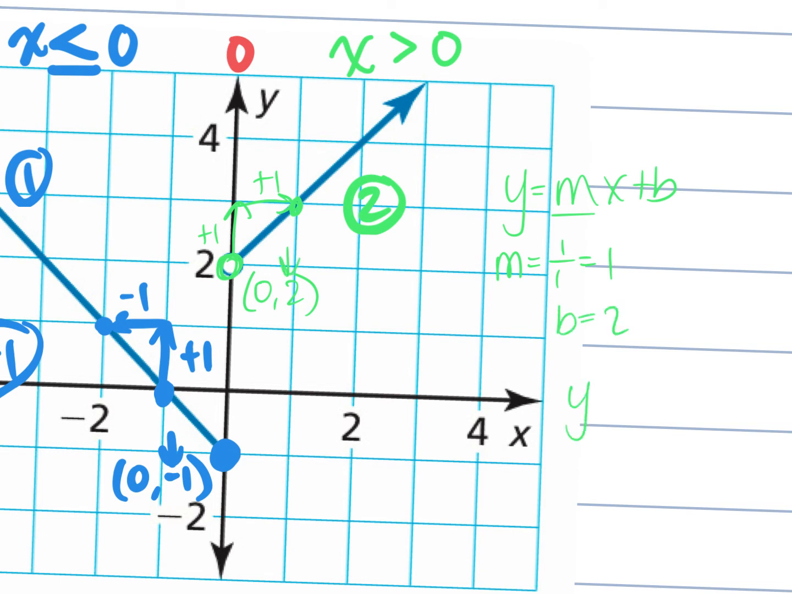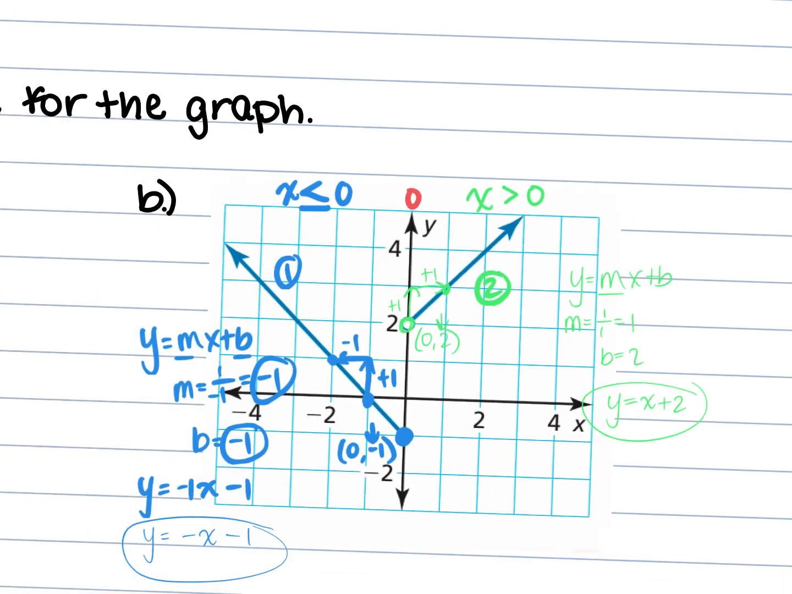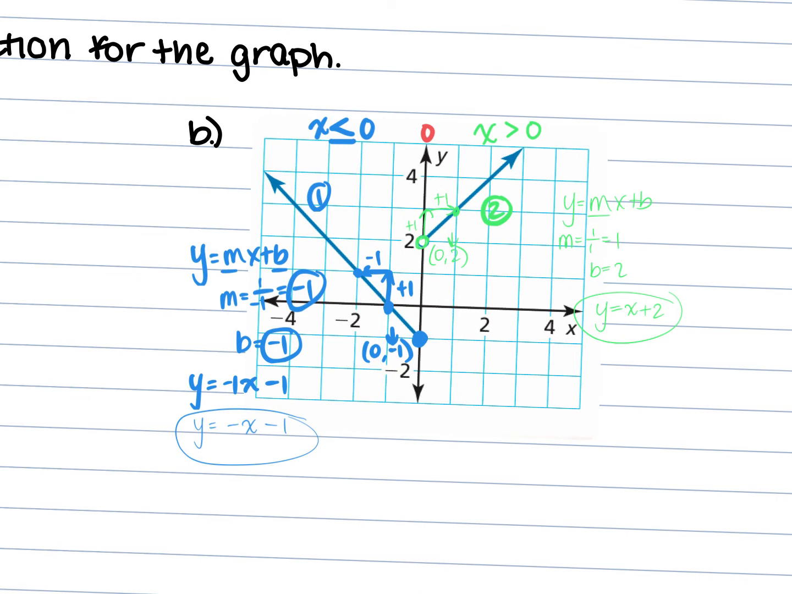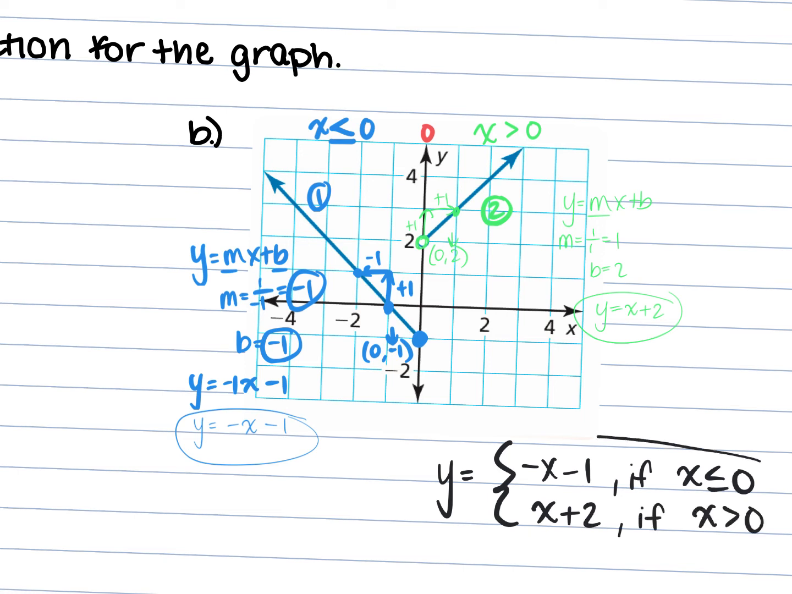So my equation is going to be y equals x plus 2. Okay, perfect. So now all we have to do is write them together in one piecewise function. So we're going to write y equals, and then we're going to have two lines because there's two pieces. We have negative x minus 1 if x is less than or equal to 0, and we have x plus 2 if x is greater than 0. This is my piecewise function.